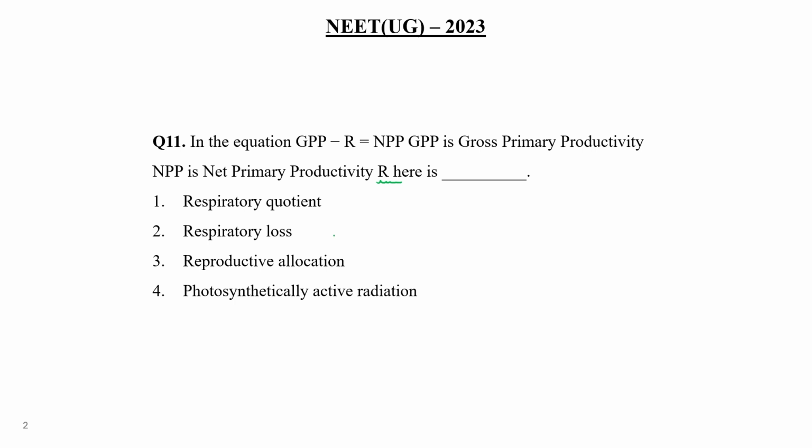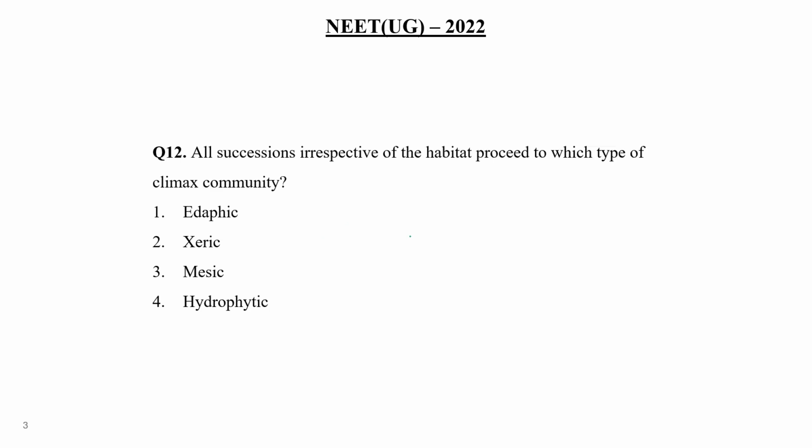So R is respiratory loss. During photosynthesis, during respiration or other metabolic activity, the energy utilized by the plant itself is R, respiratory loss. Choice number 2 would be the correct answer. Next, question number 12. All succession, irrespective of the habitat, proceed to which type of climax community?